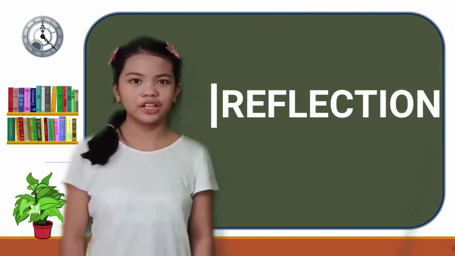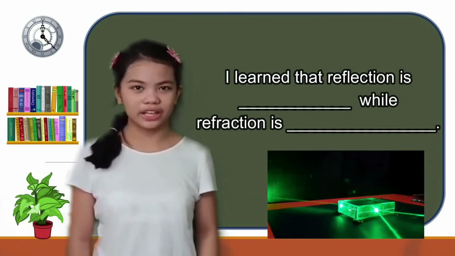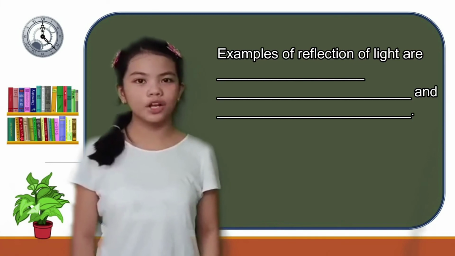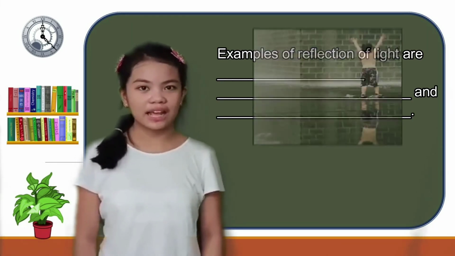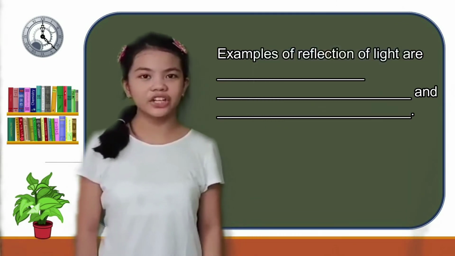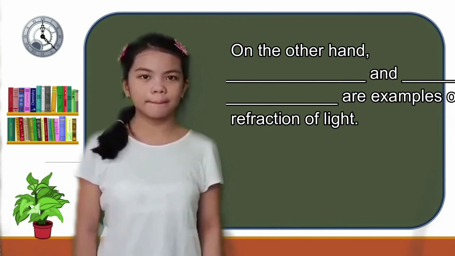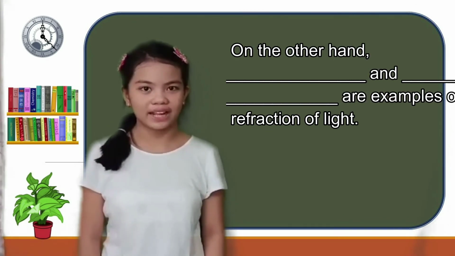Reflection. I learned that reflection is while refraction is. Example of refraction lights are and on the other hand and are examples of refraction of light.